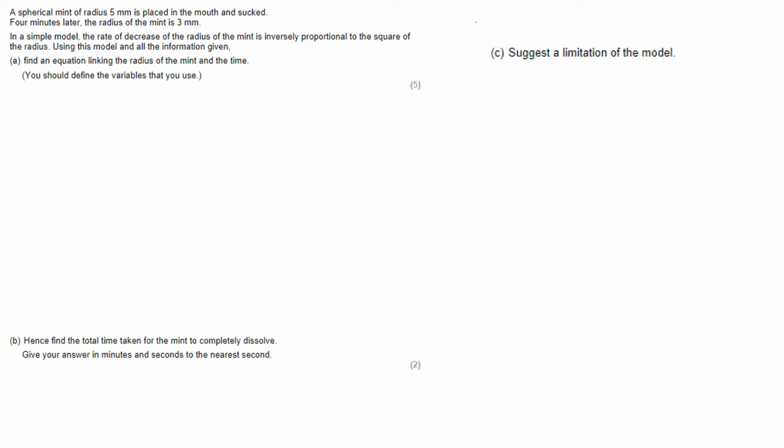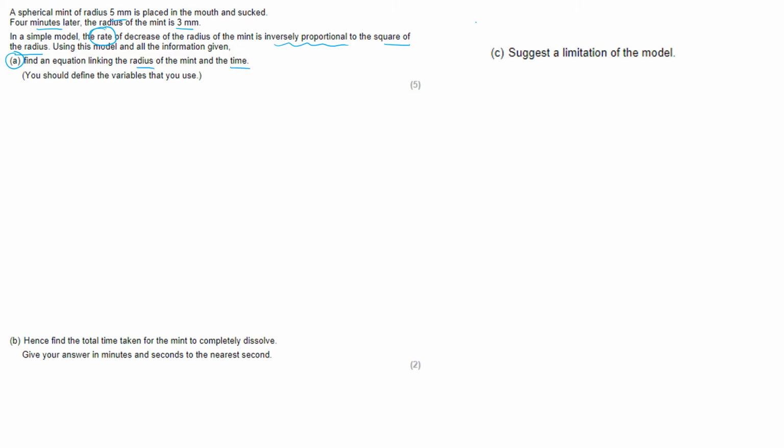This next question is a differential equation question. We've got a spherical mint of radius 5 placed in the mouth. 4 minutes later, the radius is 3. In a simple model, the rate of decrease of the radius is inversely proportional to the square of the radius. Use the model, and for part A, find an equation linking radius and time.